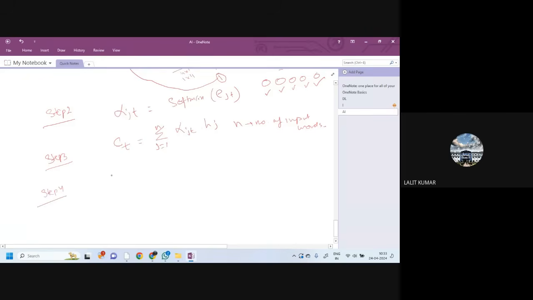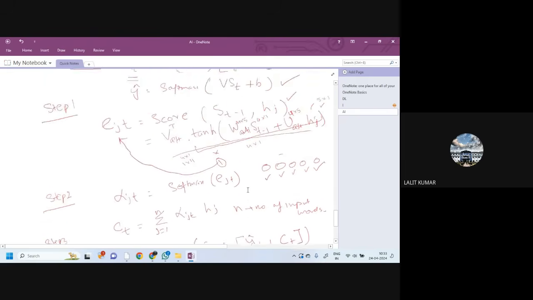At step 4, in the decoder, we calculate s_t is equal to RNN of s_t-1, y hat t-1 and c_t. We concatenate that, we pass it to the RNN, and we get this. Step 5, we get y hat t is equal to softmax of V into s_t plus b. So is this clear? Okay, this is the understanding of all the 5 steps.